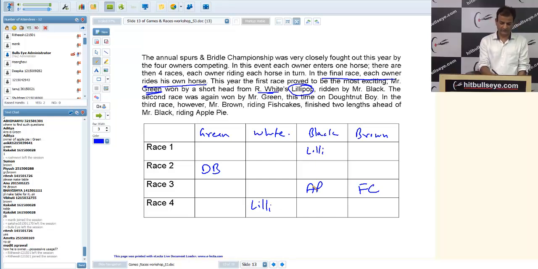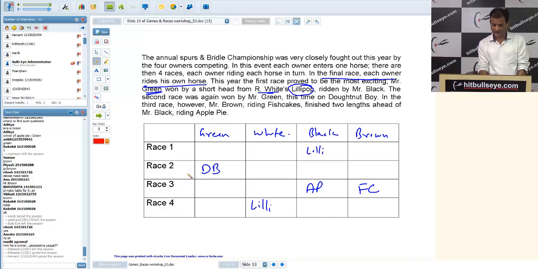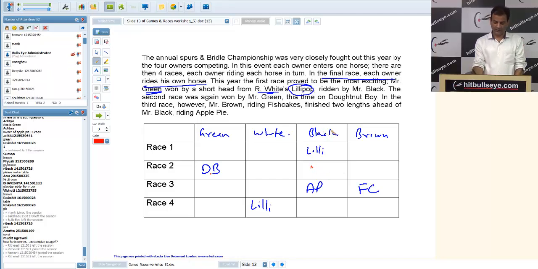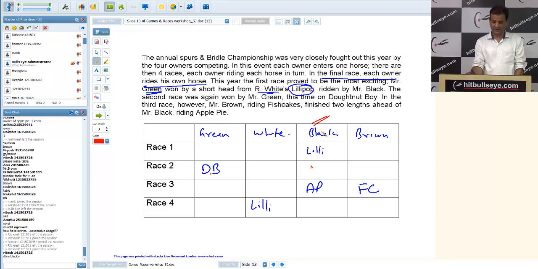Now you can see, students, in race 2, Mr. Green is riding on DB. So DB can't be here. If I am writing the column on black, DB should be here, because I can't write DB over here. If I write DB here, then in race 2 DB cannot be run by 2 persons. So I will write DB here and one thing is left, that is FC. So it is completed: Lily, FC, AP and this.